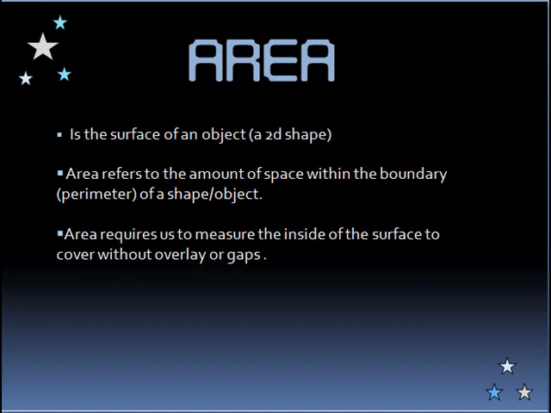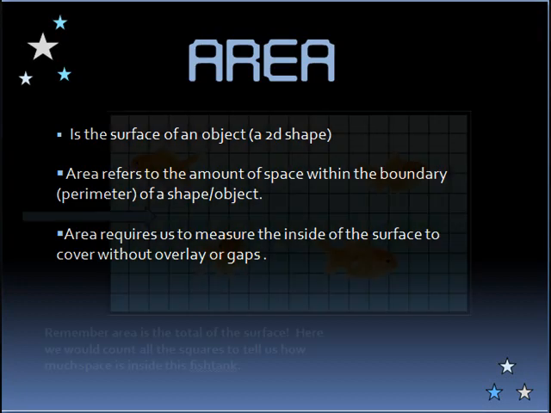Area is the measurement of the surface of an object. Area refers to the amount of space within the boundary, or the perimeter, of a shape, an object, or an item. Area requires us to measure the inside of the surface, to cover it without any overlay or gaps.